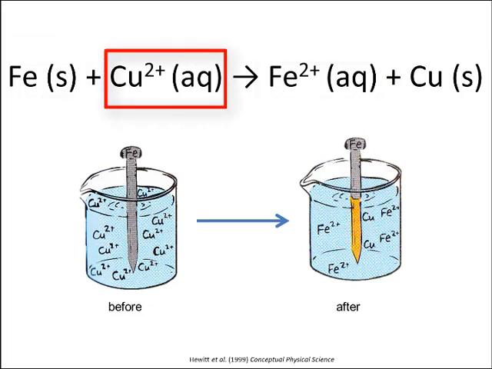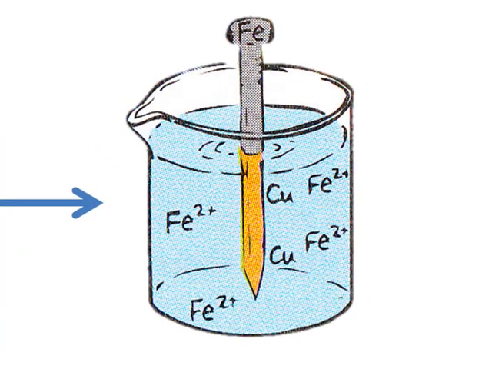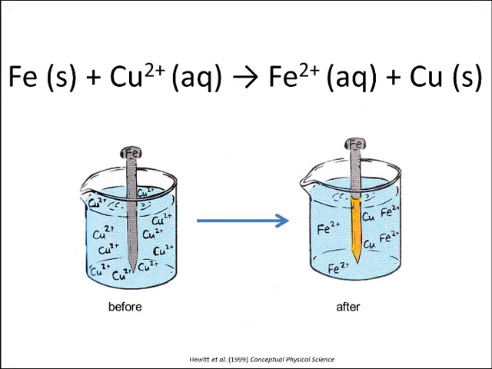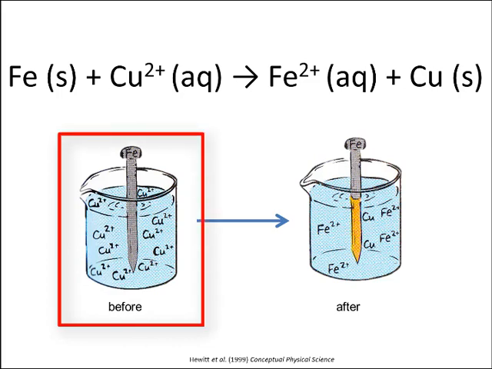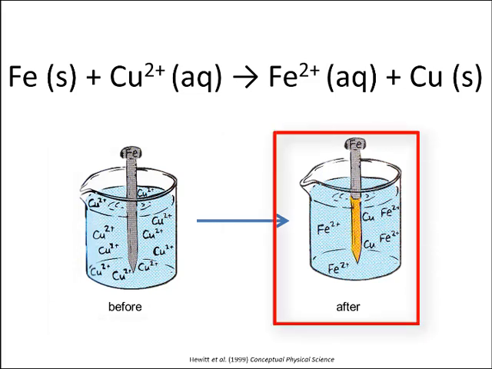Meanwhile, the copper ions, which were blue and soluble, get changed into copper atoms, which are reddish brown, and that's what coats the nail. This is the situation after the reaction. We can see there are lots of iron ions now in the solution, and there's lots of copper metal coating the nail. You can try this yourself. It happens quite rapidly. If you take an iron nail or anything made of iron and put it into some copper ion solution like a copper sulfate solution, then you will see that after a short while there'll be a coating of reddish brown copper.